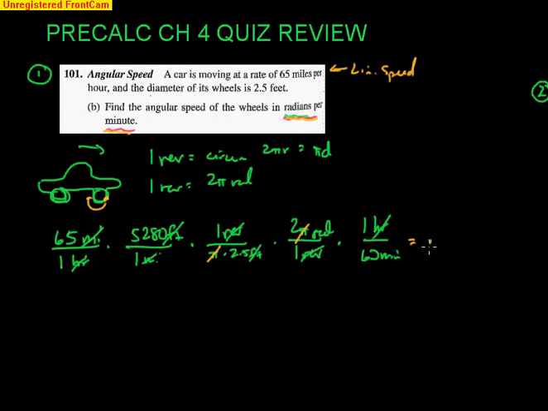And I got 4,576. And that would be radians per minute. So that's how fast the angle is rotating around. 4,576 radians per minute.